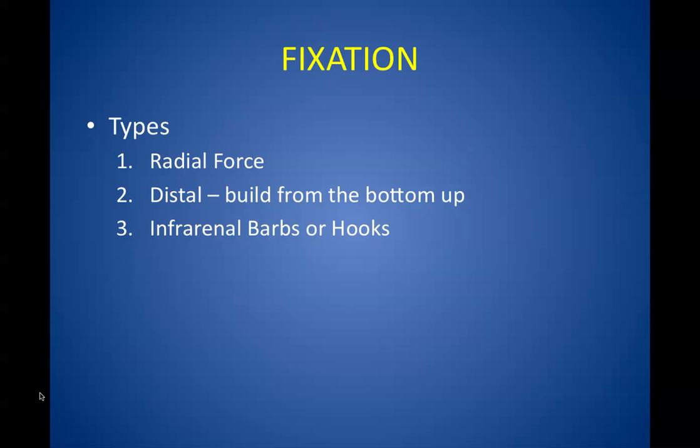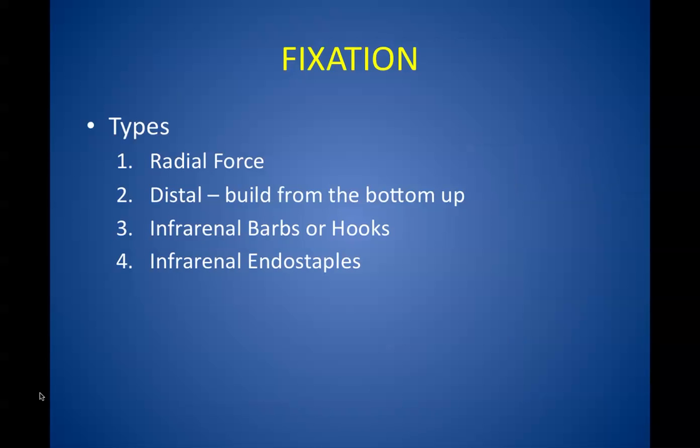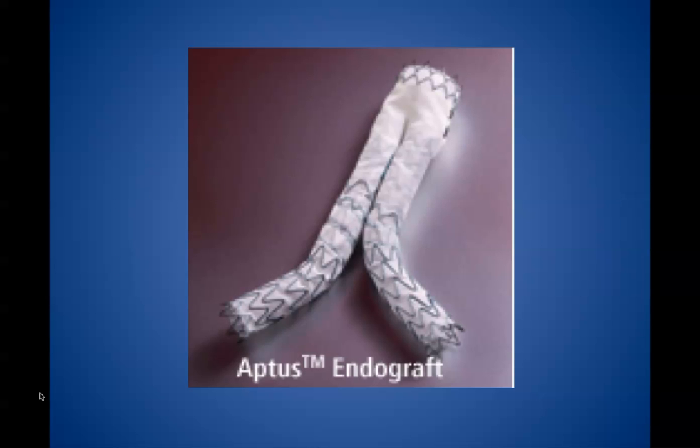Infrarenal barbs or hooks. The excluder device, which goes infrarenally and has hooks that lock in once it's angioplastied in place. The infrarenal endostaples, or the Aptus device, where the staples actually are put in the proximal graft to almost be a sutured anastomosis. They call them staples, they look more like corkscrews to me.